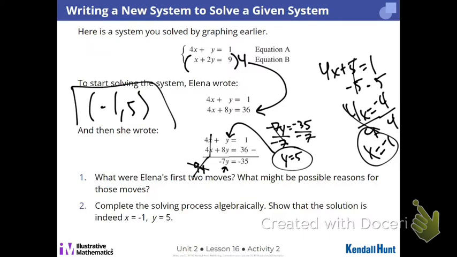There we go. We're going to plug it into the original two equations. Which equation should it work in? Both, because this is where they cross. So I put a negative 1 in here. I get negative 4. Negative 4 and 5 is 1. Put a negative 1 in here for x. Negative 1 plus 10, 9. It works in both. Elena did it.